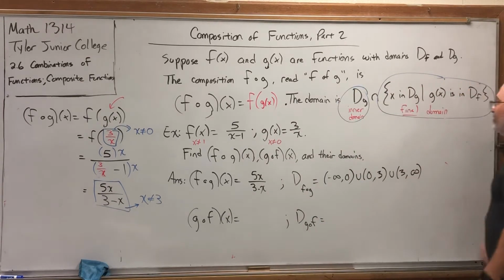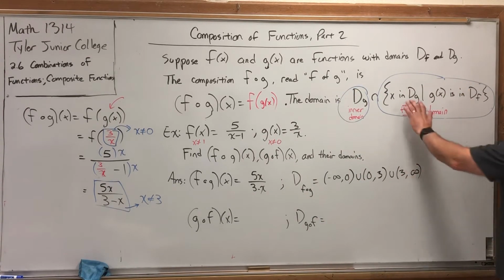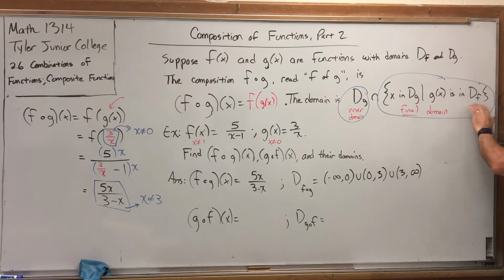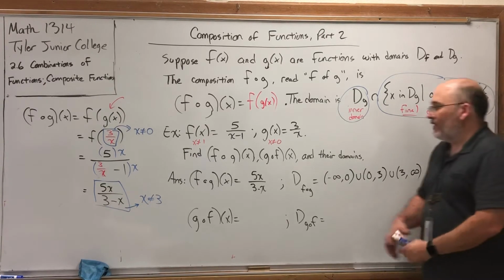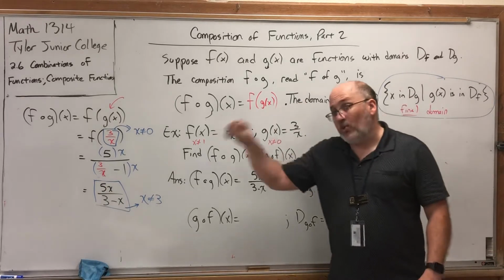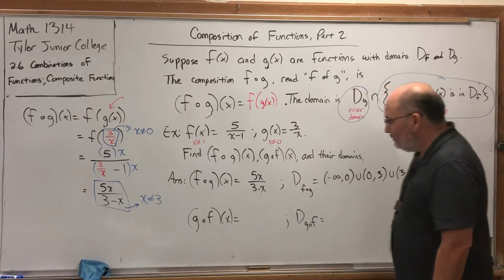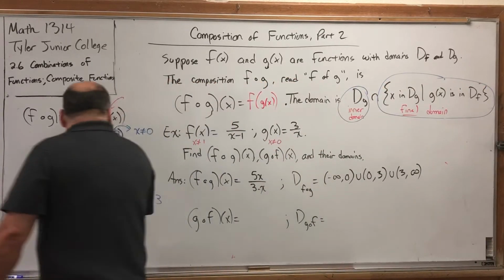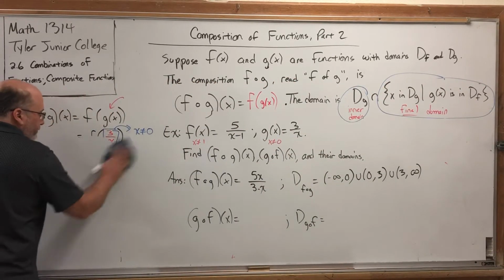And that's all this is saying. You keep all the numbers in the first domain whose output from the first function belongs to the second domain, because whatever comes out of the first function has to go into the second one. Let's try the other one, g of f of x. This one will be a little bit quicker.